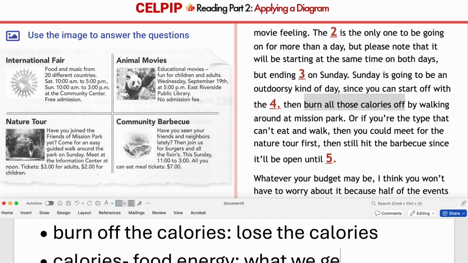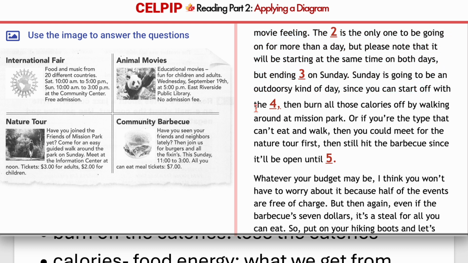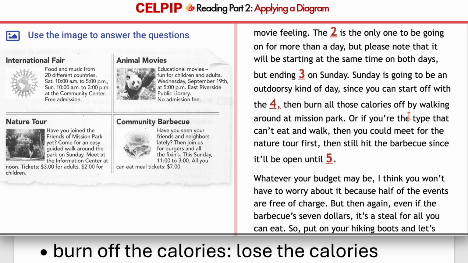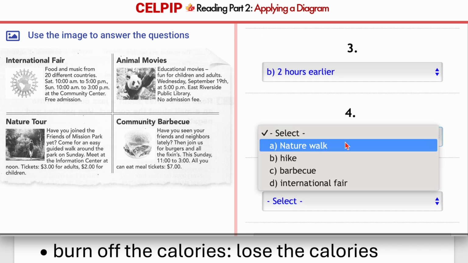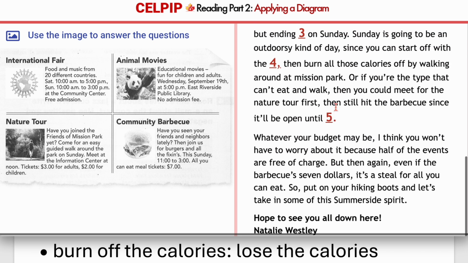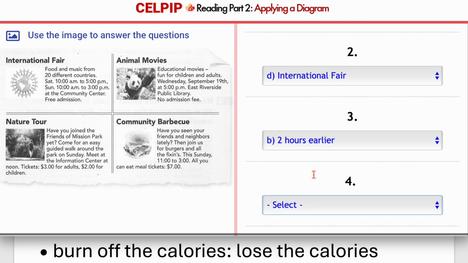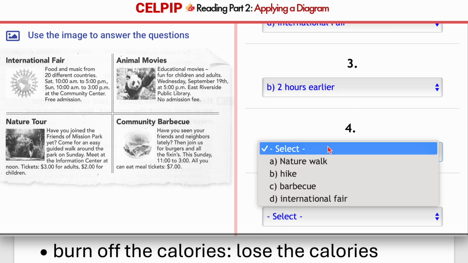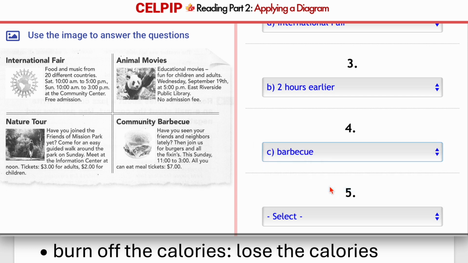What we get from food. Calories. So it says here on Sunday, we can start off with the 4, then burn all the calories off by walking around Mission Park. So start off with what on 4? Nature walk, hike, barbecue, international fair. So we can start off with the and then burn the calories. Okay. So start off with the barbecue, right? Barbecue. That's correct.